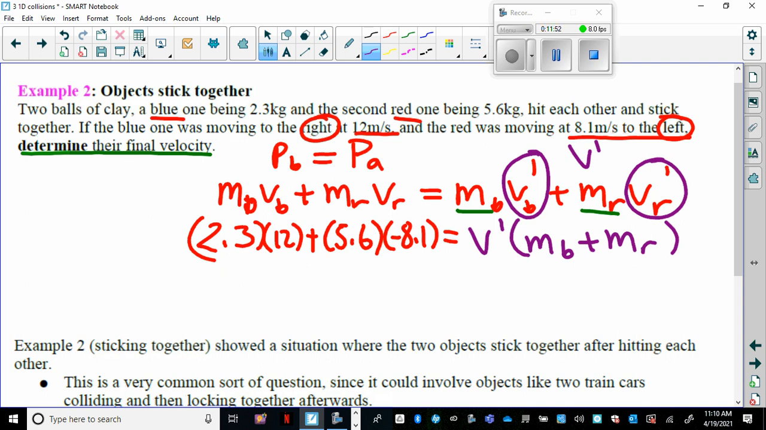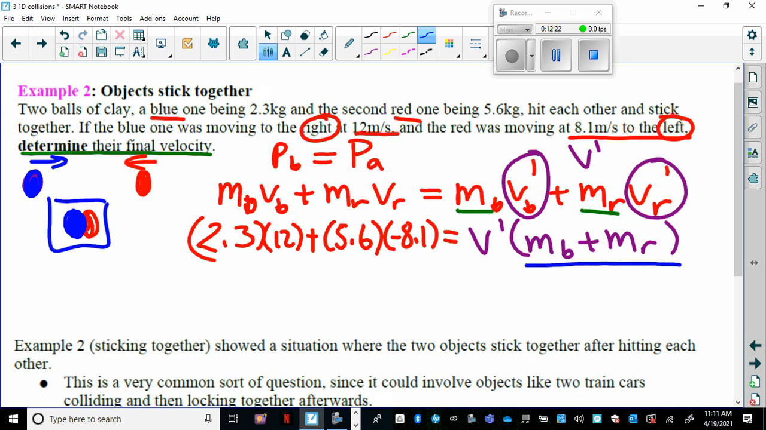Right? There's one object here. Well, let's do the right colors. One blue moving to the right, one red moving to the left, and then they hit each other, and they combine together. So you got your red and your blue stuck together, and they have one velocity. And since they're stuck together, it's going to be the combined mass. So that is how you're going to solve that one.